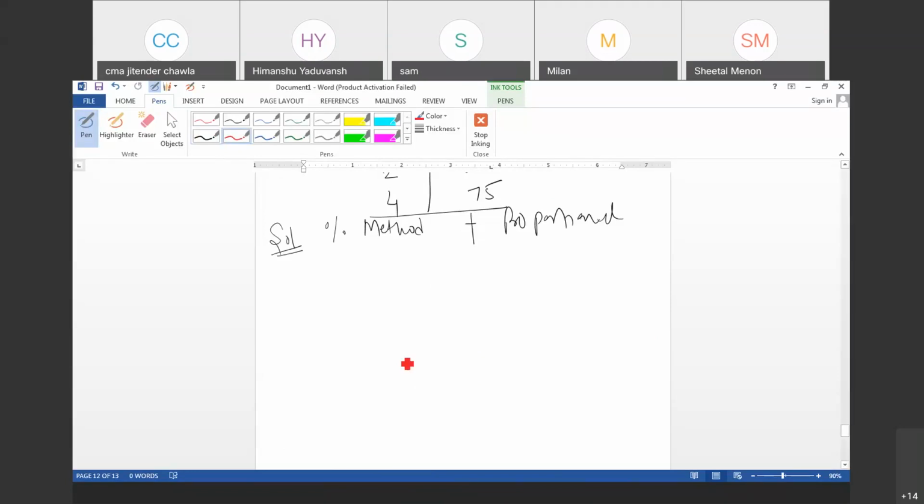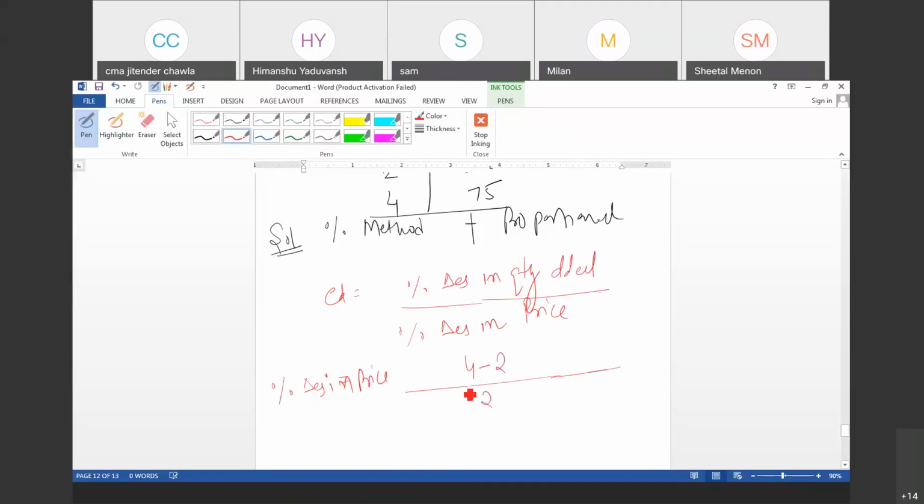Elasticity of demand equals percentage changes in quantity demanded divided by percentage changes in price. Percentage change in price is from 2 to 4. That means it is a 100% change in price. Am I right? This one is okay.